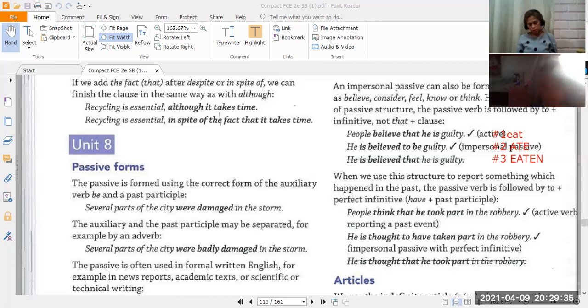Each tense has its own passive structure. You need a list.